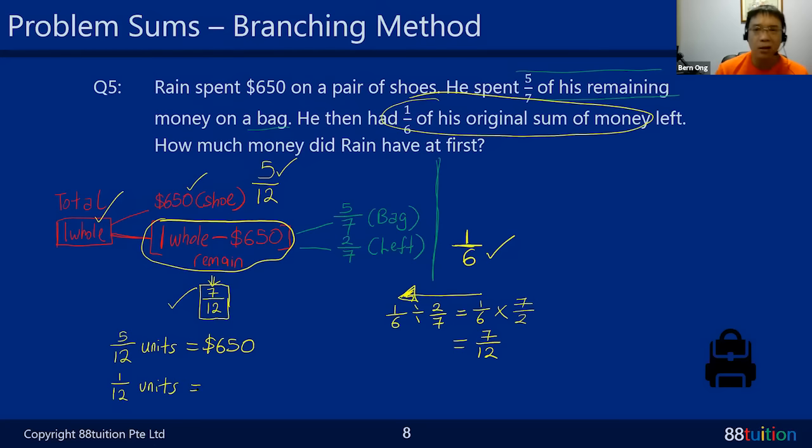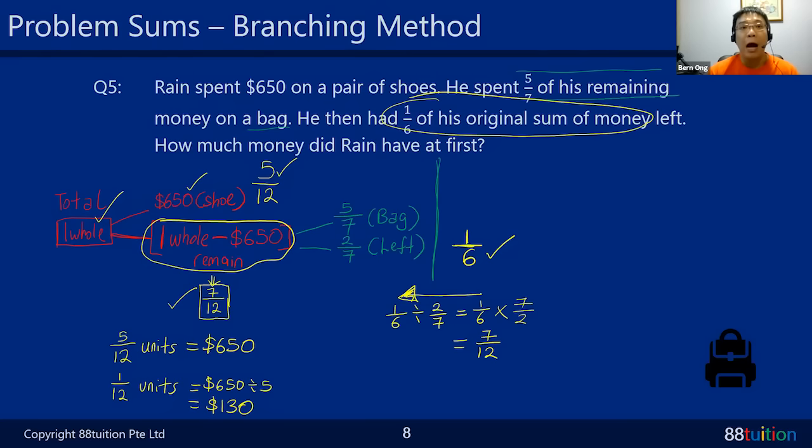Ask yourself, 5 units is 650. 1 unit? Divide by 5. So you just write 650 divided by 5 here. If you do that, 650 divided by 5 is 130. You get 130. Okay, so 1 unit is 130.